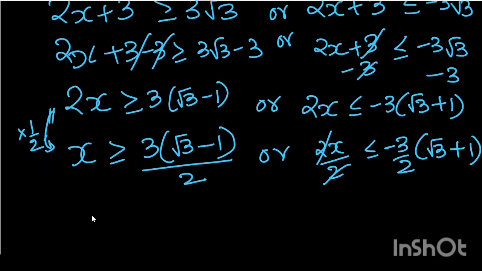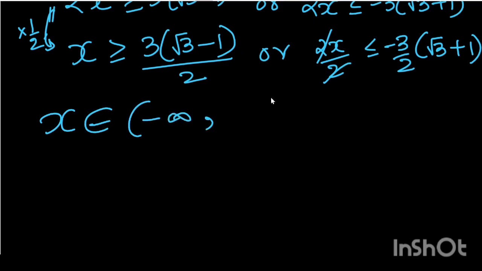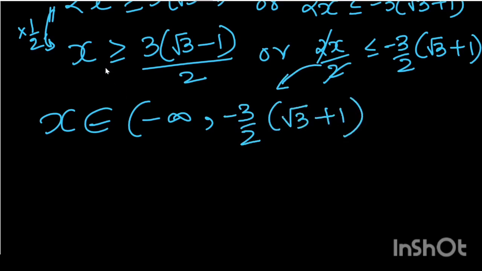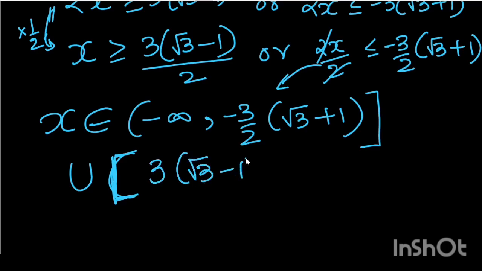So the answer is what, guys? In interval form, if you write this, it would be x belongs to minus infinity to minus 3 by 2 root 3 plus 1. Now the upper part, if you write it in union, it should be a close bracket here, and also a close bracket here. It should be 3 root 3 minus 1 by 2 comma infinity, open. That would be the answer to this, guys.